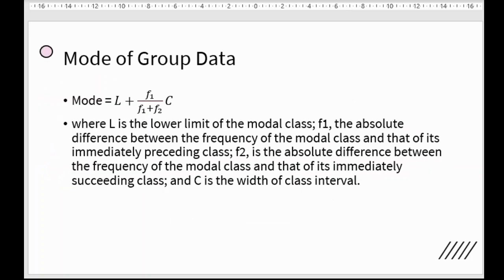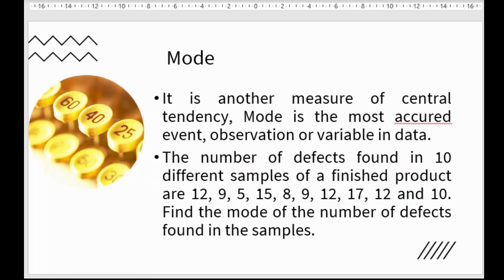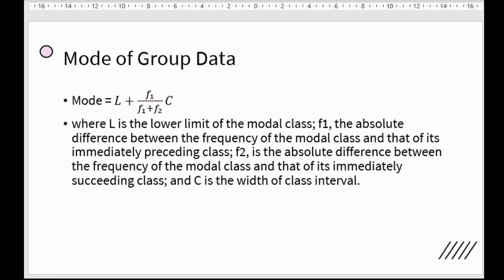Next is mode of the group data. So group data, we are checking group data is always in group, and now we have to calculate mode of the group data. For that, the formula is L plus F1 divided by F1 plus F2 multiplied by C.